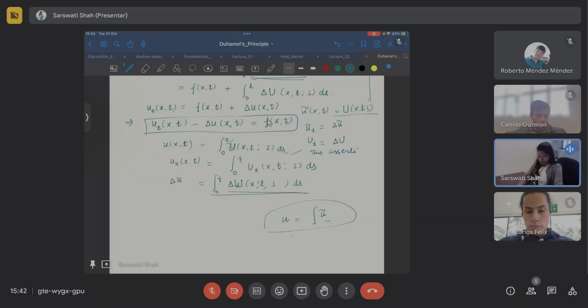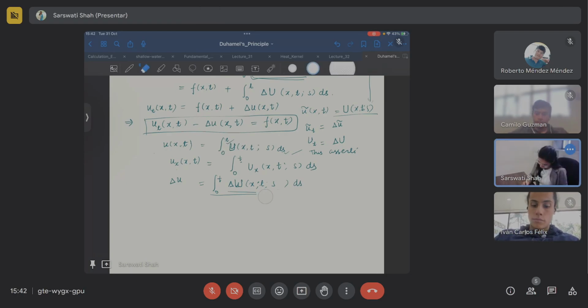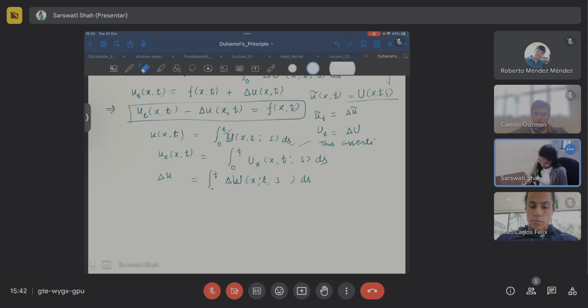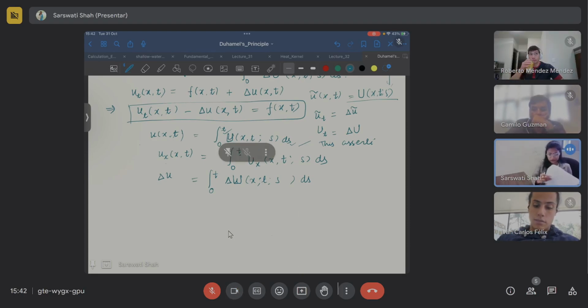Yeah, we can continue. Now we have to justify the differentiation under the integration. So we are just doing some calculation. And you guys are very much aware of those calculations, so it is not a big issue for you.